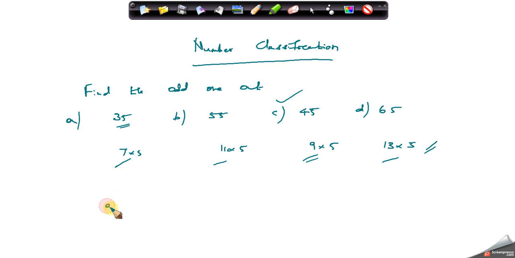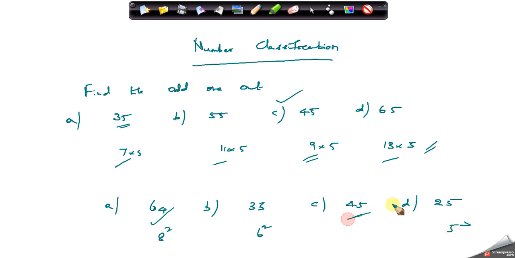Okay, I will give this one. Find the odd man out in this case. Choice A is 64. Choice B is 36. Choice C is 45. And choice D is 25. Okay, if you see, this is a perfect square, right? This is 8 square. This is 6 square, perfect square. This is 5 square. This 45 is not a perfect square in this case. Therefore, the odd man is 45. Okay. This is an example of number classification. We can move to the next one, word classification, right now.